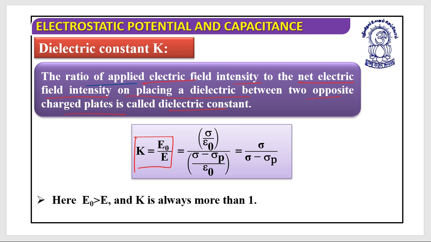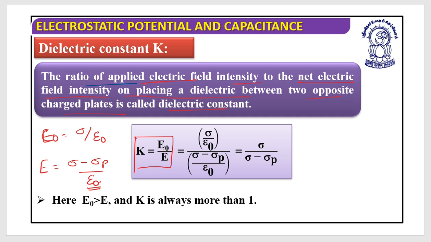Now what is E naught? It is the external electric field. I know that E naught is equal to sigma by epsilon naught. This is the external electric field. And what is the electric field when the dielectric slab has been placed between the two oppositely charged plates? It is sigma minus sigma p divided by epsilon naught, which we have gone through in the previous slides.